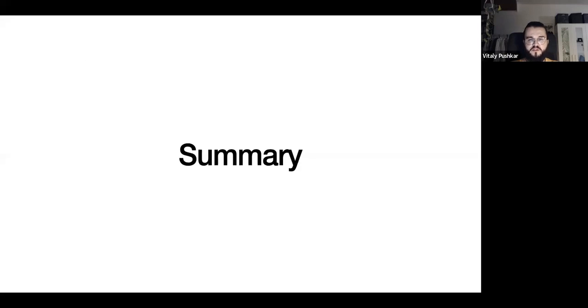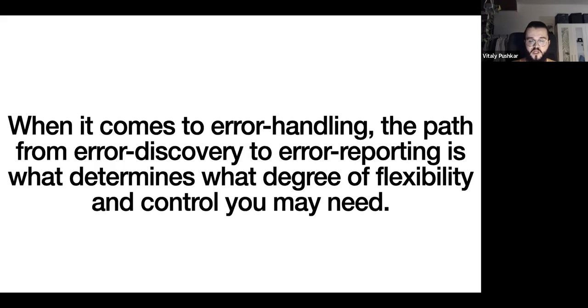So in summary, if there is one thing I would like you to remember from this talk, it's the following. Don't be conservative. Try new things, give them a chance, but also stay pragmatic. When it comes to error handling, the path from error discovery to error reporting is what determines what degree of flexibility and control you may need. And I would like you to remember just this one thing. Today, you learned about one more tool to write safe, flexible, and error-free code.